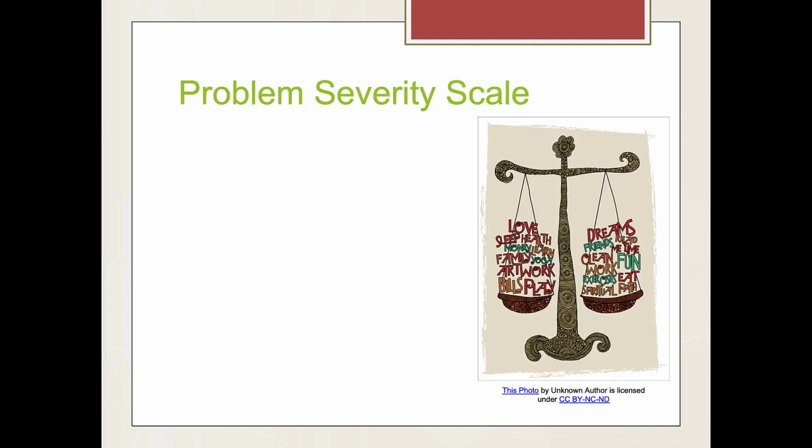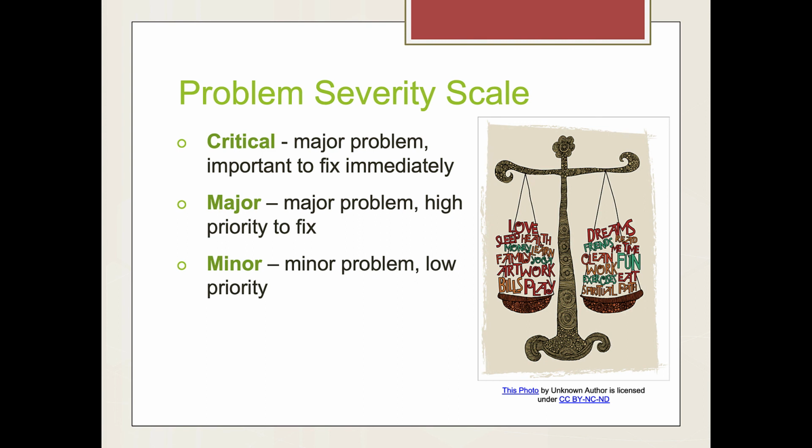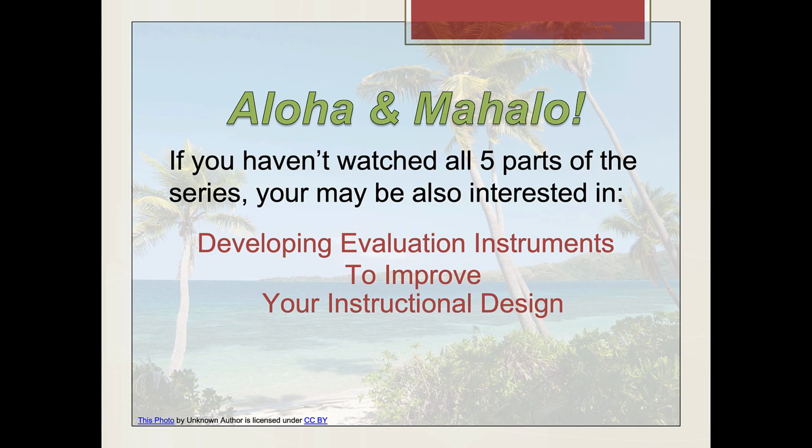Once your participant leaves, you want to use a problem severity scale to discover what were those critical problems, major problems that are important to fix immediately. What are major problems that are high priority to fix? What are minor problems that are low priority? What are normal problems, cosmetic problems only, that you fix if you have time?